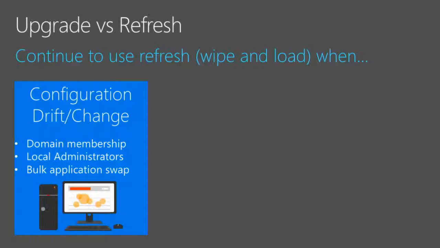If you need to change domain membership, upgrade won't work for that. You've got to do a refresh. If you've got to swap out a whole bunch of apps, so if you've got a down-level system with a bunch of older apps and you want to go to Windows 10 with a bunch of new fancy apps, upgrade's probably not the best bet, because then you're going to have to go through the process in the task sequence of uninstalling all those old apps, and then upgrade the OS, and then install all those new apps. And it's going to be a ton of processing. It'd be a lot faster to just refresh the system and start from scratch.